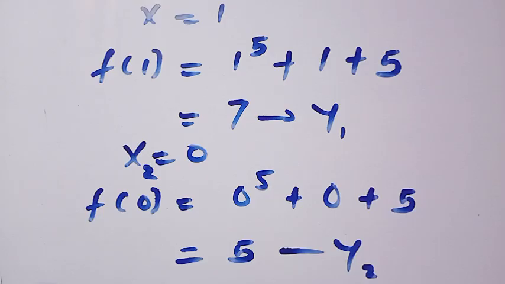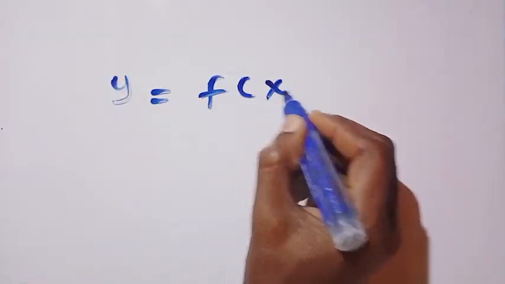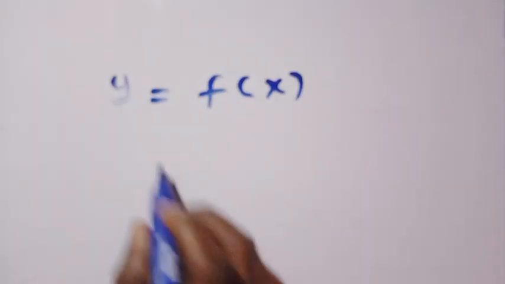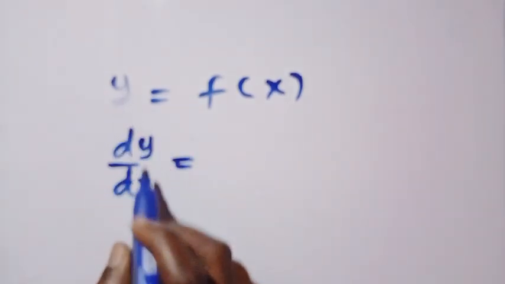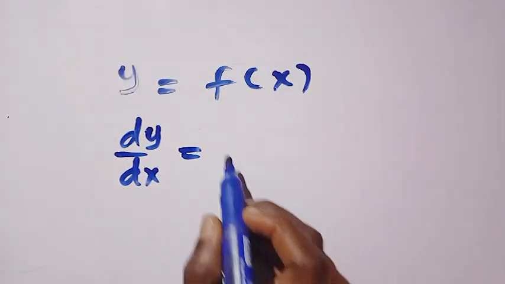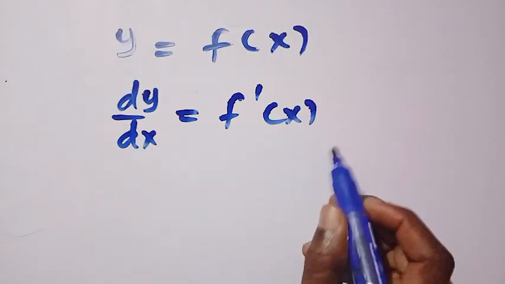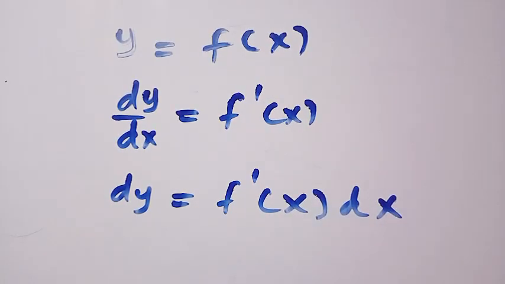Let's now recall where we let y equals f of x. If y equals f of x, then let's take the derivative of both sides. By taking the derivative of these two sides, we have dy divided by dx, because when we differentiate y, it gives us dy over dx, and when we differentiate this one, it gives us f prime of x. This is implicit differentiation. Then let's cross multiply. By cross multiplying, we have dy equals f prime of x dx. So this is what we have.